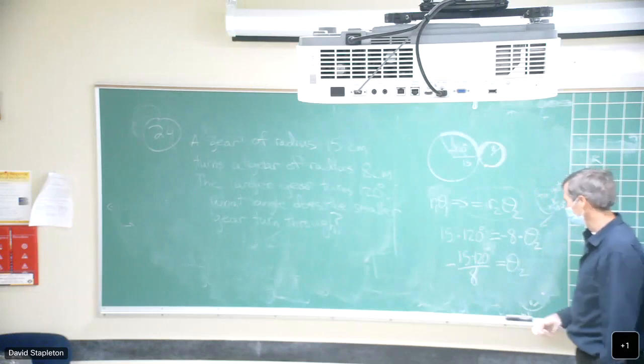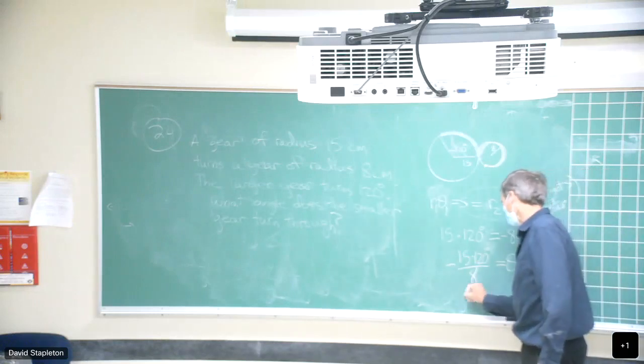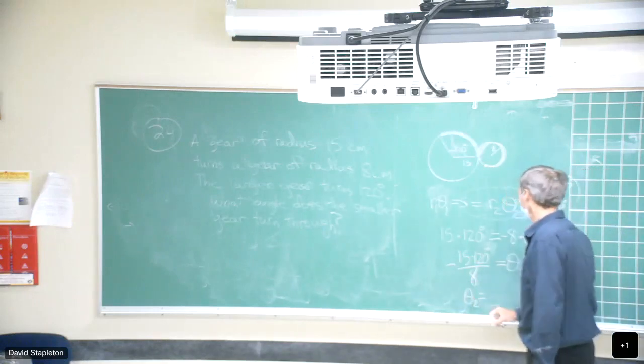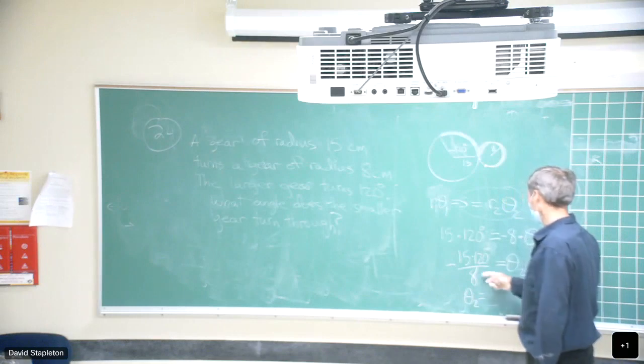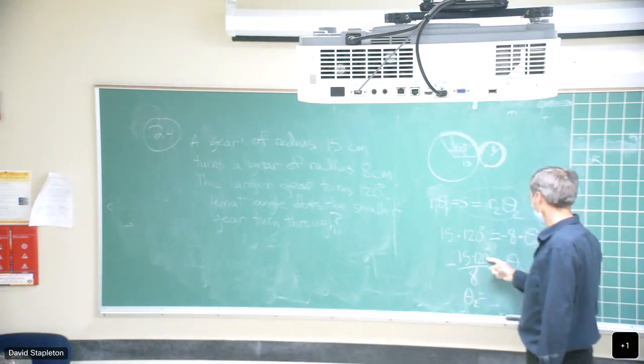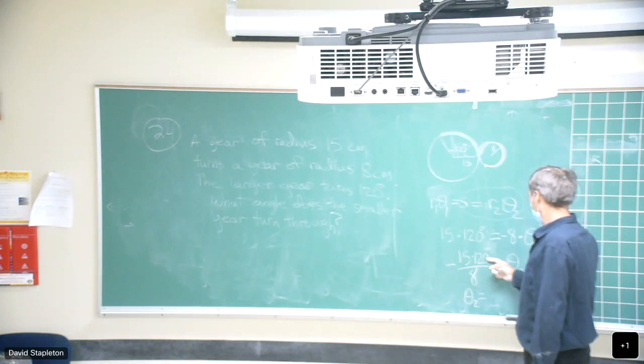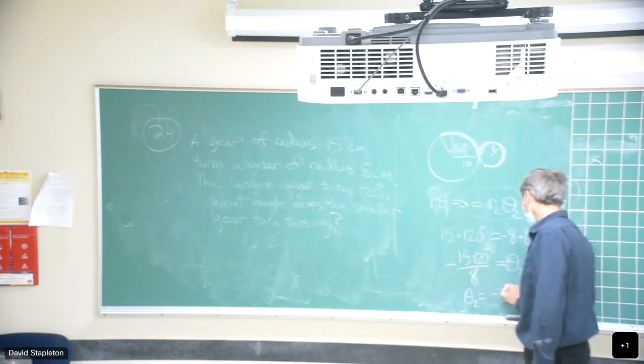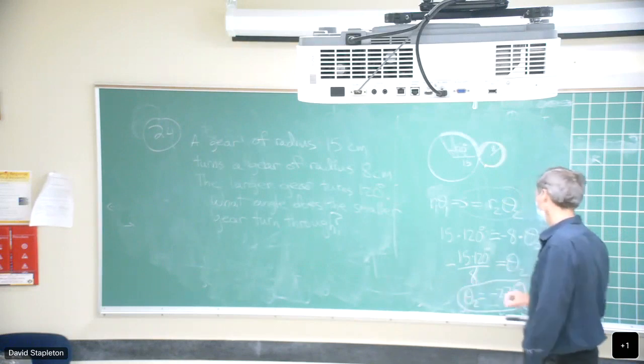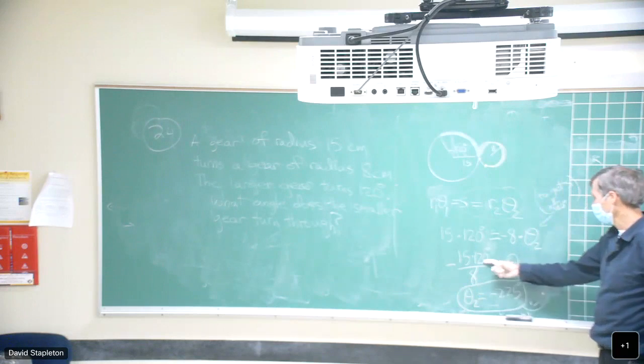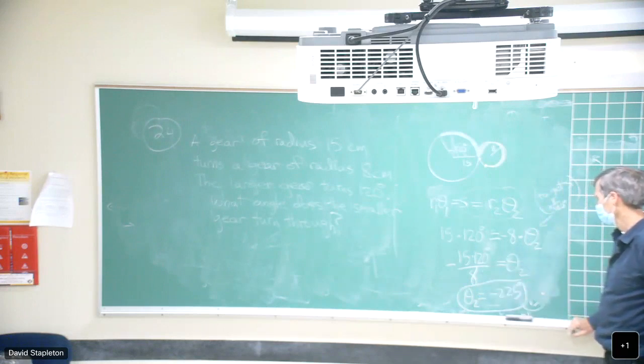I don't care if you don't do it. Then you want to simplify it also. So we'll say theta 2, the second one, is, let's see, 60, 30, 15, 15 minus 225 degrees. Divided that by 8. 15. Yeah.